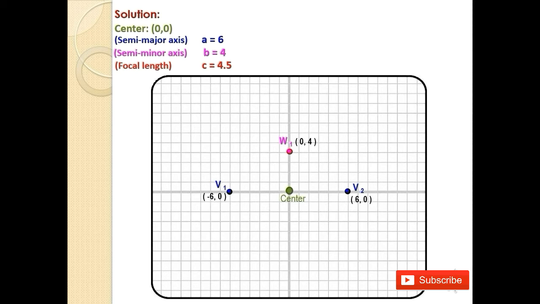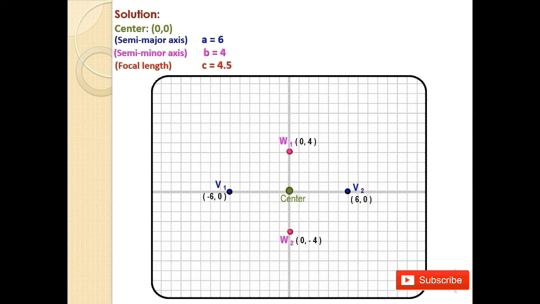The other co-vertex is 1, 2, 3, 4. Therefore, our second co-vertex is at point 0 and negative 4. Lastly, we locate our foci. This time, we're going to use the value of c, since it represents our focal length.